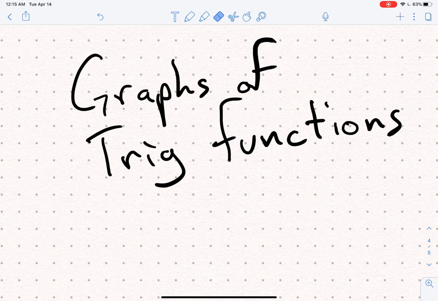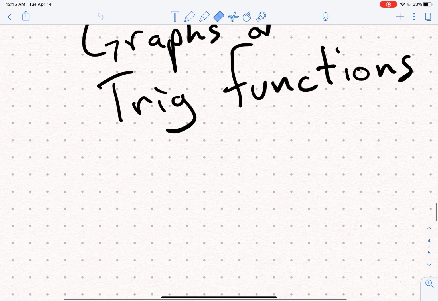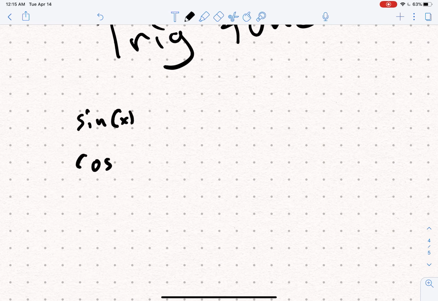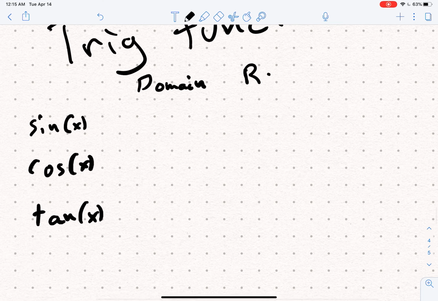And in this video, we are going to be looking in particular at the graphs of sine x, cosine x, and tangent x. And we're going to be considering the following. If we look at these as functions, what is the domain of each function? What is the range of each function?